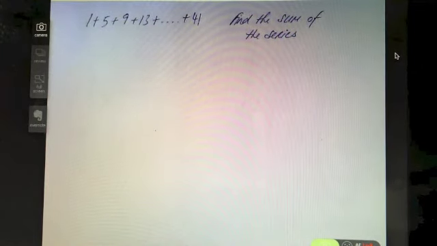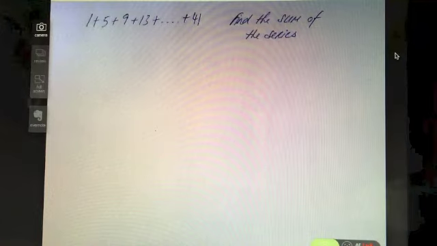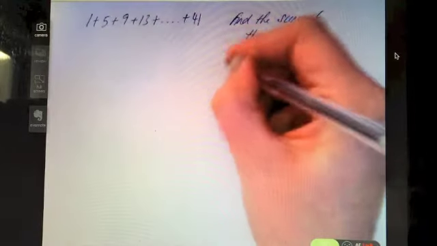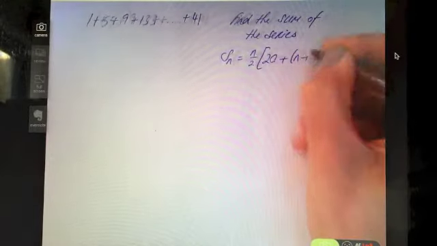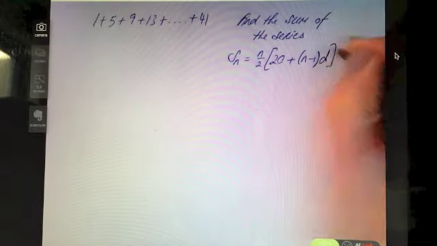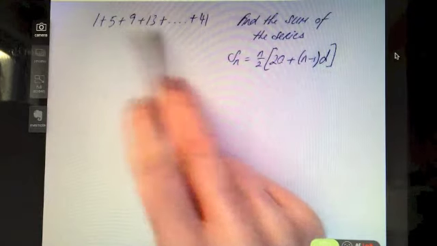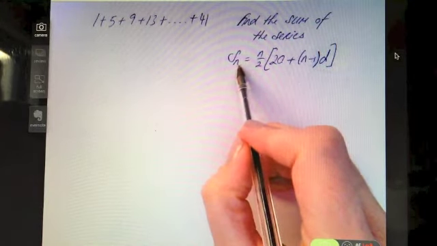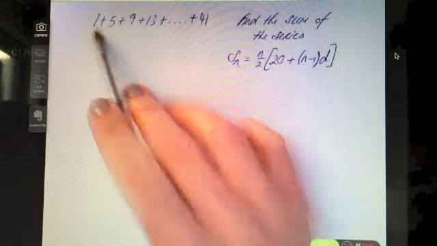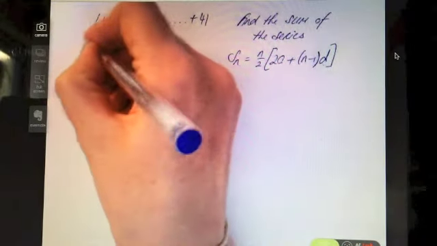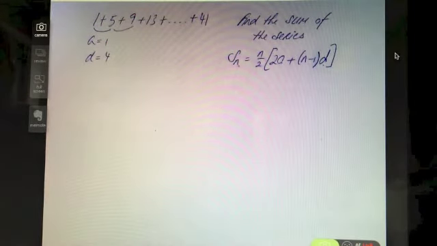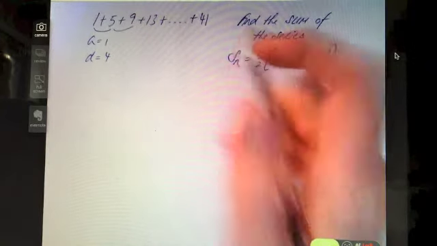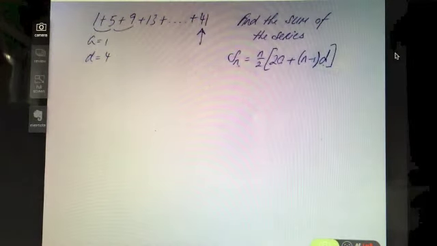So we have 1 plus 5 plus 9 plus 13, up to 41, and we're being asked to find the sum of the series. So we know straight away it's got something to do with this formula. I want the sum of the series, but I don't know how many values I have here. I don't know what my n is. I know what my a is. My first term is 1. I can see what my common difference is. It's going up by 4 each time, so it is a common difference of 4. But I don't know how many values I have. I just know that this last value is 41.